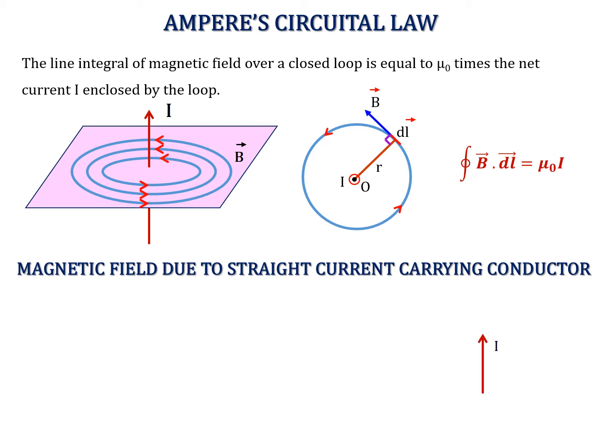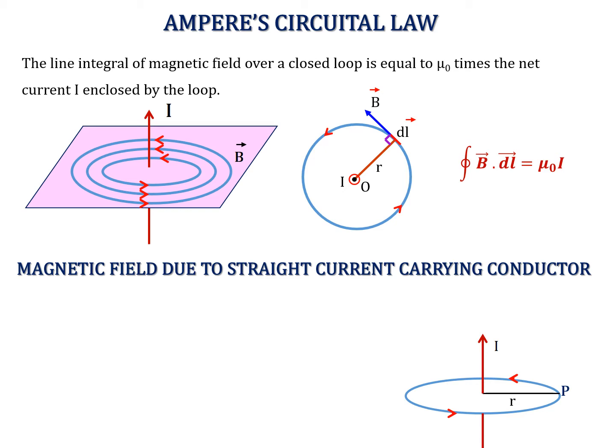Let us take a conductor carrying a current I. We want to find magnetic field at a distance r at some point P. We will choose a closed loop around this conductor. The radius of the loop is the same as the distance of the point, and the magnetic field around the conductor will be in anti-clockwise direction.